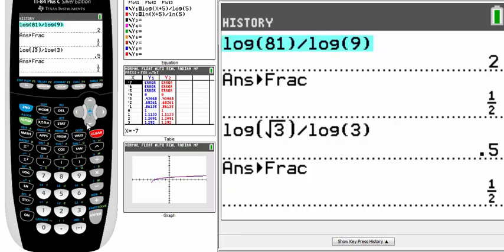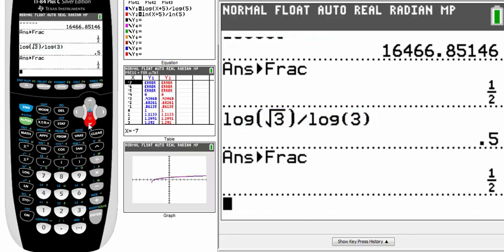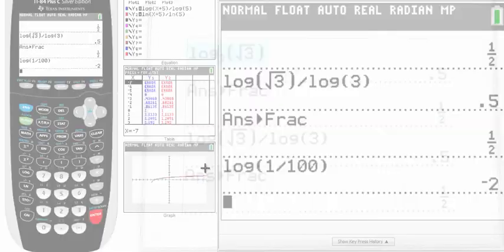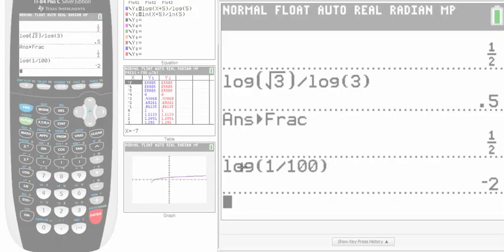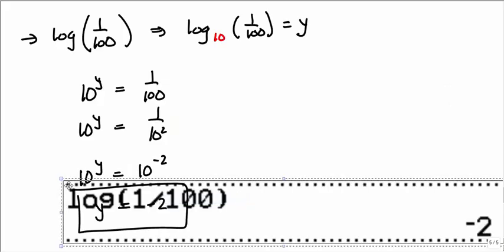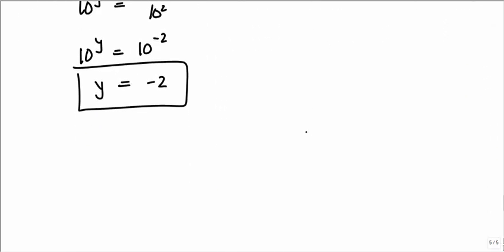Let's get to a blank screen here. Okay, so log of 1 over 100. So no conversions here because I'm using a common log, and you can see I get negative 2. So do your handwork, and then after you get your handwork done, go and check this on your calculator, because we don't want to submit incorrect answers. We could kind of catch that before we submit it if we just give it a double check on your calculator. Okay, so that's another way of finding or verifying your solution.